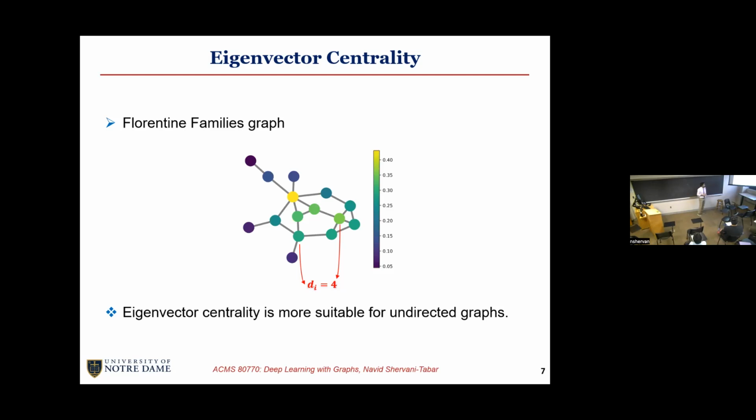So we go to the Florentine families graph again. We see these two nodes, each of which has 4 neighbors, right? In degree centrality, both of them had the same centrality and importance. But now, since this node has a neighbor that is of low importance, which doesn't have many connections to any other node except for this one, we see that this other node, based on eigenvector centrality, now has a higher centrality.